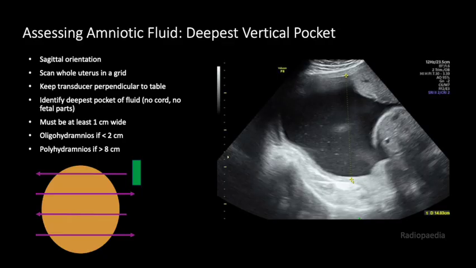You should find a pocket that's at least 1 centimeter wide, and the definition of normal using the deepest vertical pocket method is anywhere between 2 and 8 centimeters. If there's less than 2 centimeters of fluid in the deepest vertical pocket, that would be diagnostic of oligohydramnios. Meanwhile, if there's a pocket that's greater than 8 centimeters in depth, that could be an indication that there might be polyhydramnios present.